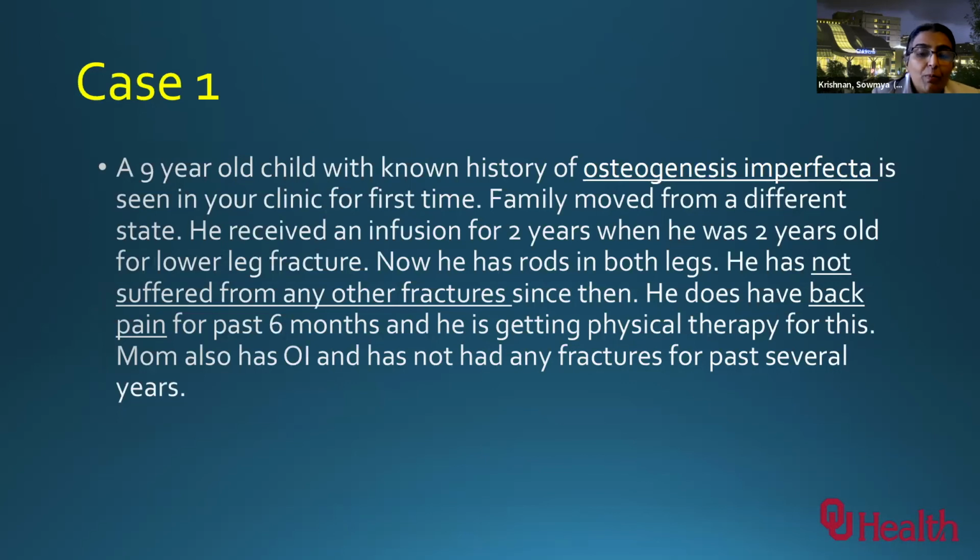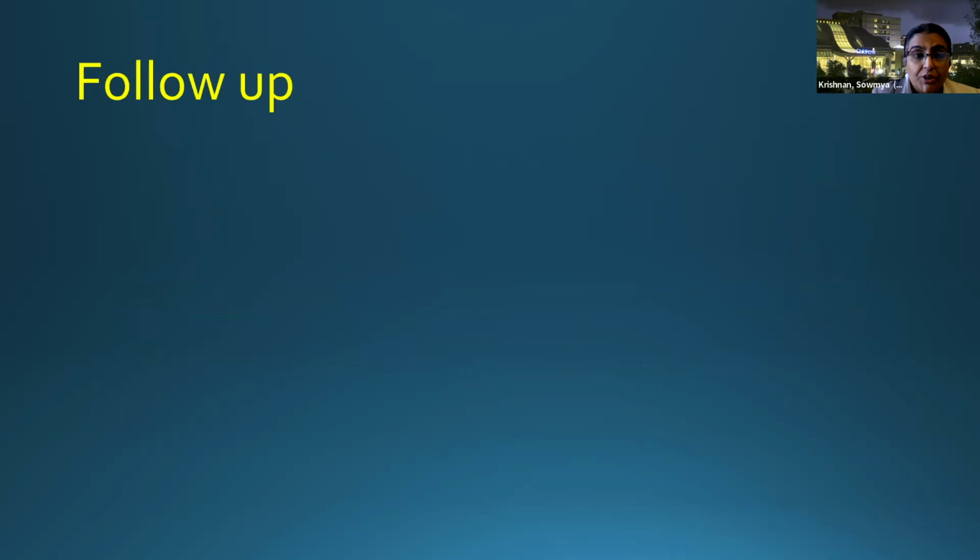Now I would like to go back to the cases and discuss what we decided to do. So if you remember, case 1 was a child with known history of osteogenesis imperfecta. He did have some history of lower leg fracture. We're not sure, maybe 1 or 2, but he has rods. He has not suffered from any other fractures, but he does have back pain. So what did we do? Does this child have osteoporosis?